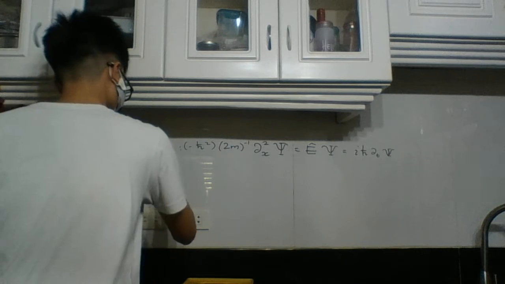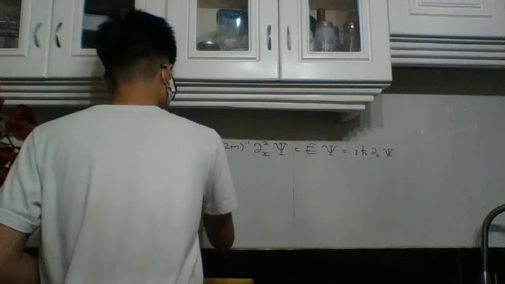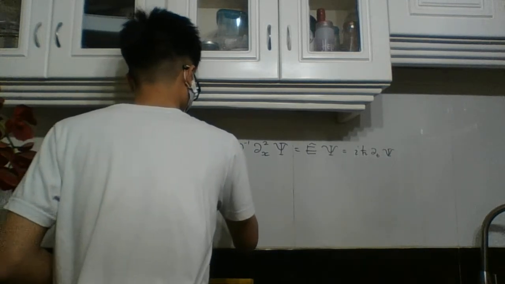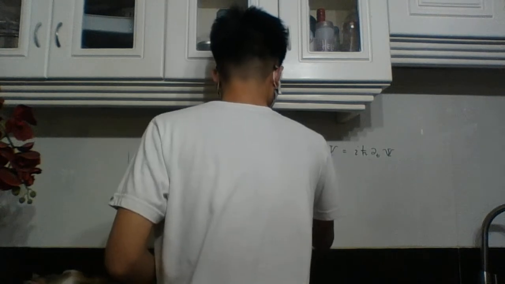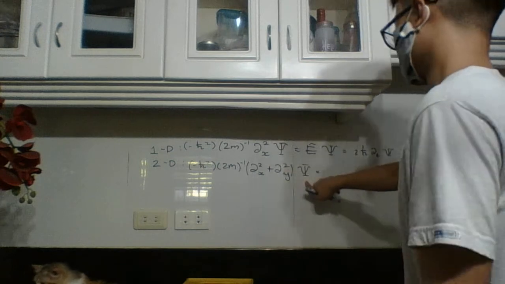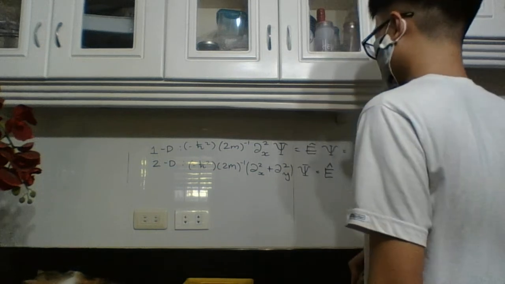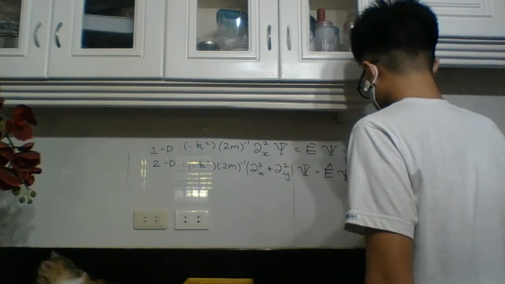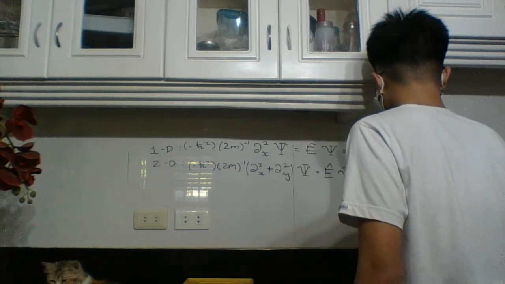Now, the two-dimensional case is the same thing, but we have two dimensions this time. So I'll put this in parentheses, plus a second spatial derivative. We're taking the sum, and we're applying that on our wave function. So now it's this, equal to i h bar times the time derivative of the wave function.